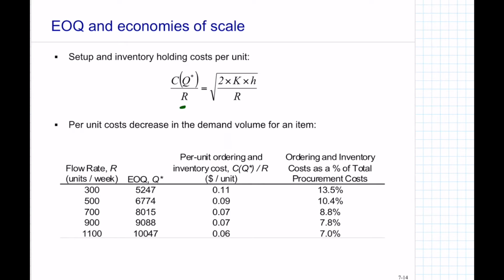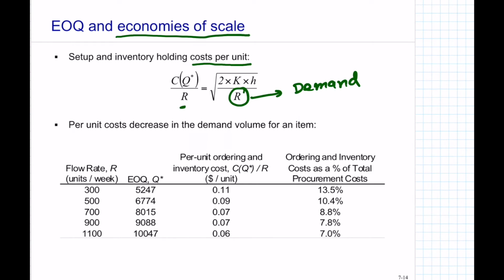So another way we can interpret this is as the demand, which is captured by R, increases, then the processes that have setup and inventory holding cost become more and more efficient. So this also indicates that as the demand increases, we gain economies of scale.